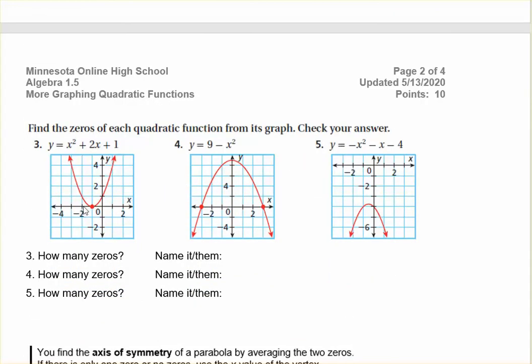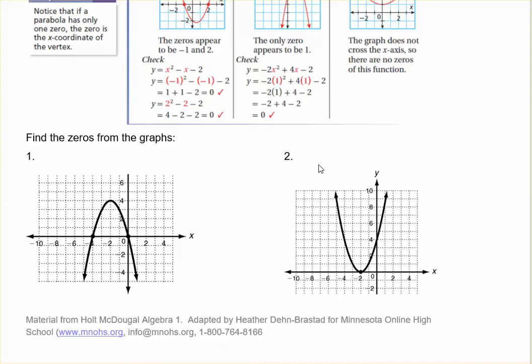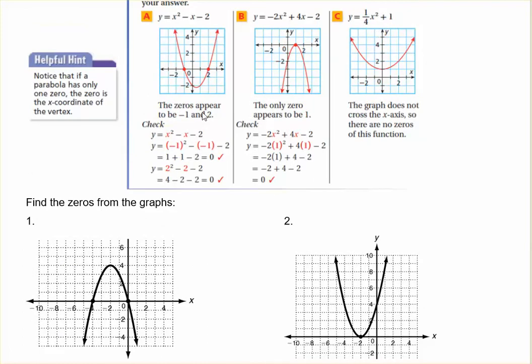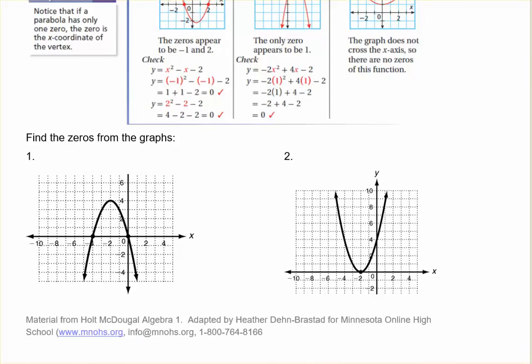In 3, 4, and 5, same thing. First, name how many zeros there are. Is there 1 zero, 2 zeros, or no zeros? If there's no zeros, you can't name it. And if there is 1 or 2 zeros, then name them. When you write your answers for these, you can just give the x value of the coordinate, or you can write it as a coordinate point.